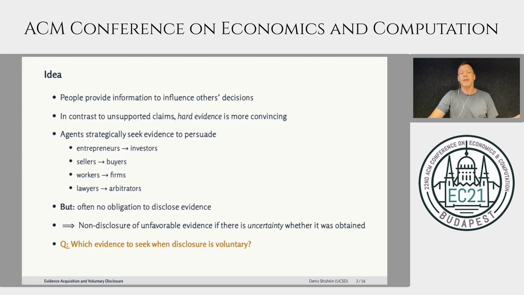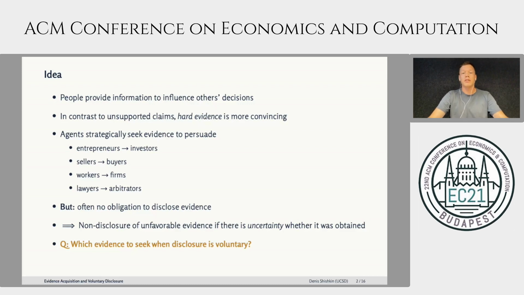In many economic environments, people provide information in order to influence others' decisions. But if I want to convince somebody to do something and my agenda is clear, then making unsupported claims is hardly going to be convincing. What can be useful instead is providing hard evidence backing my claims. So it's not surprising that agents often strategically seek such hard evidence in order to persuade others.